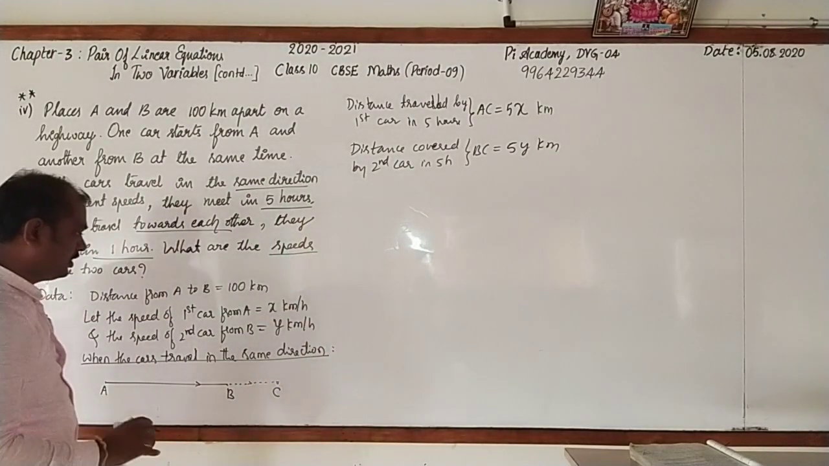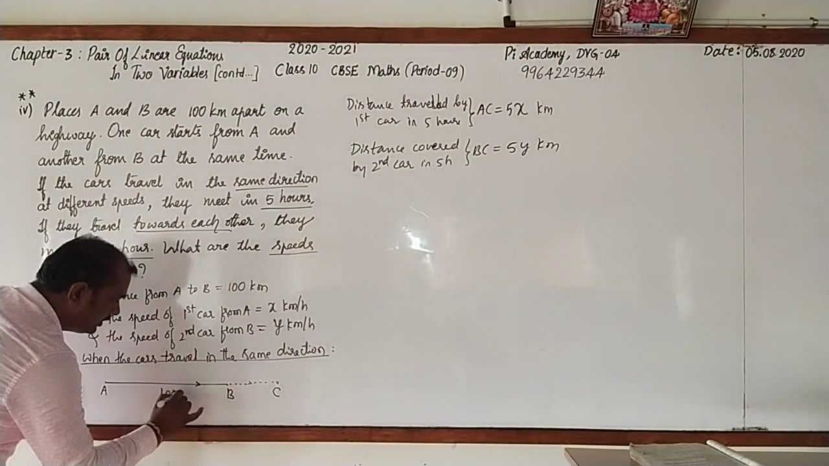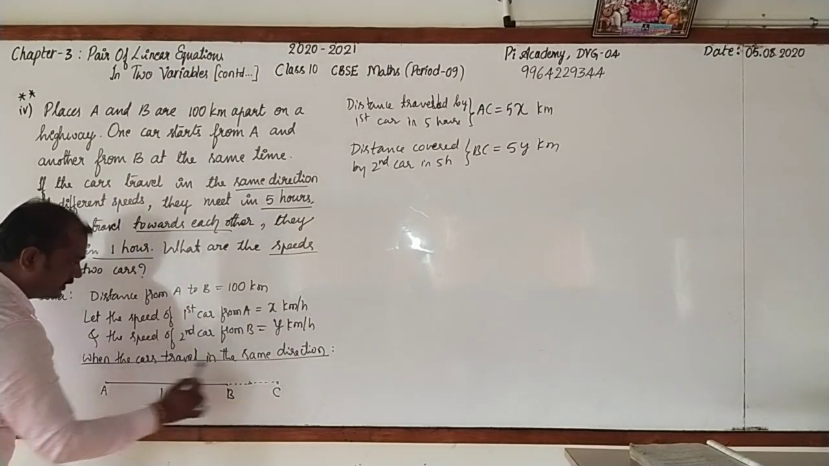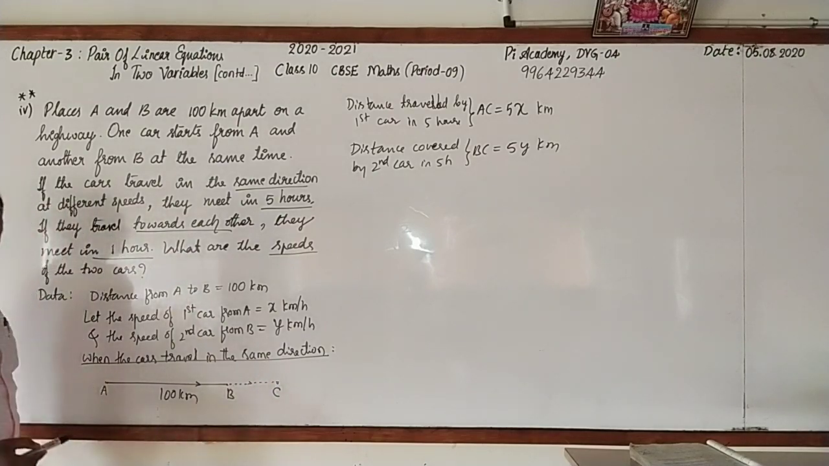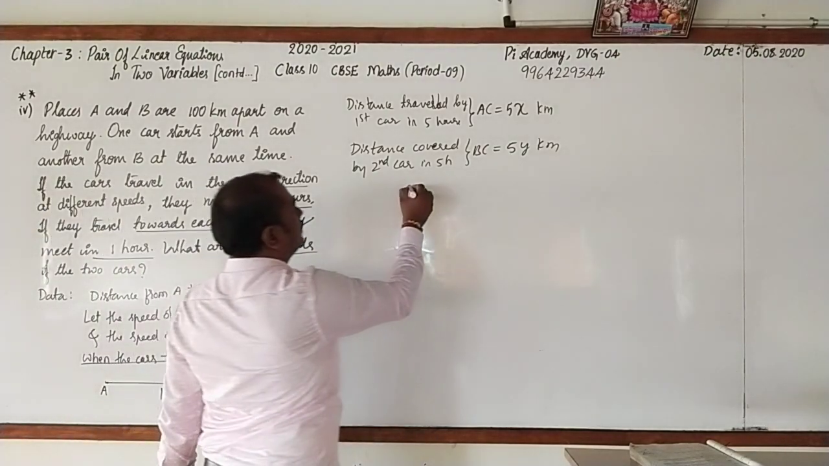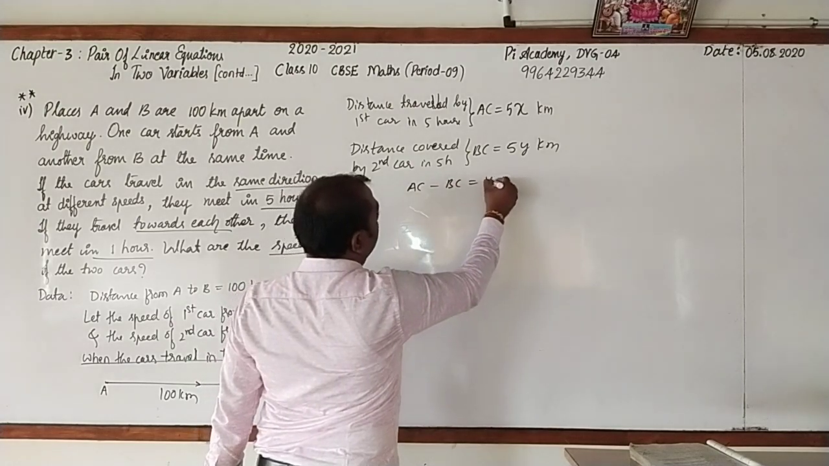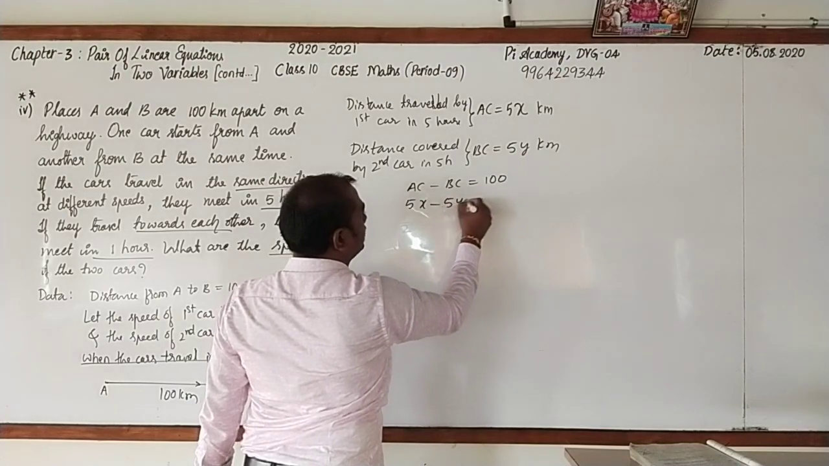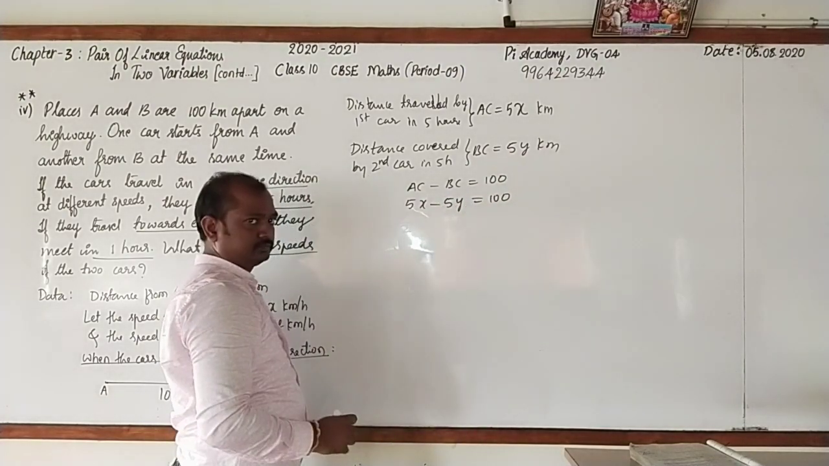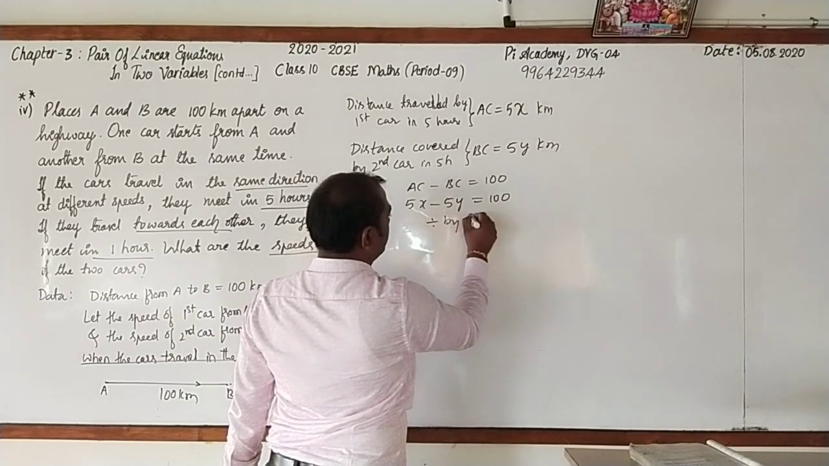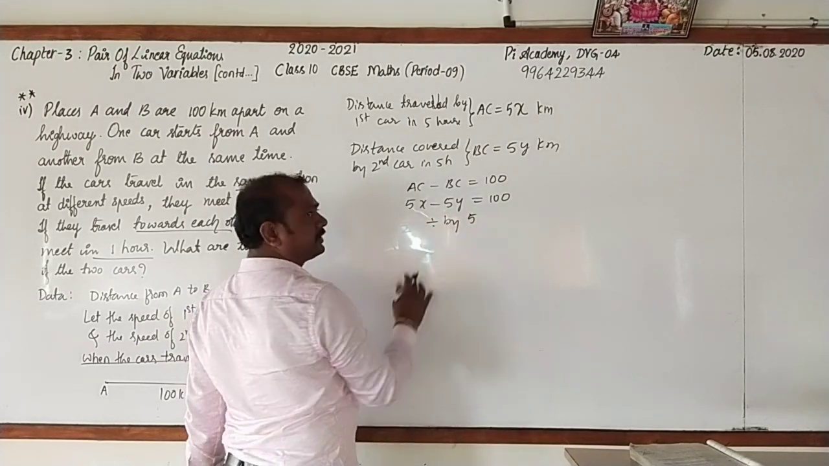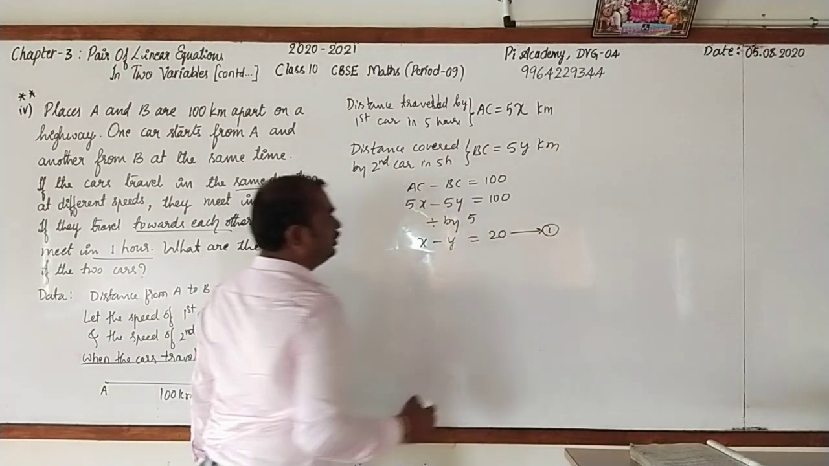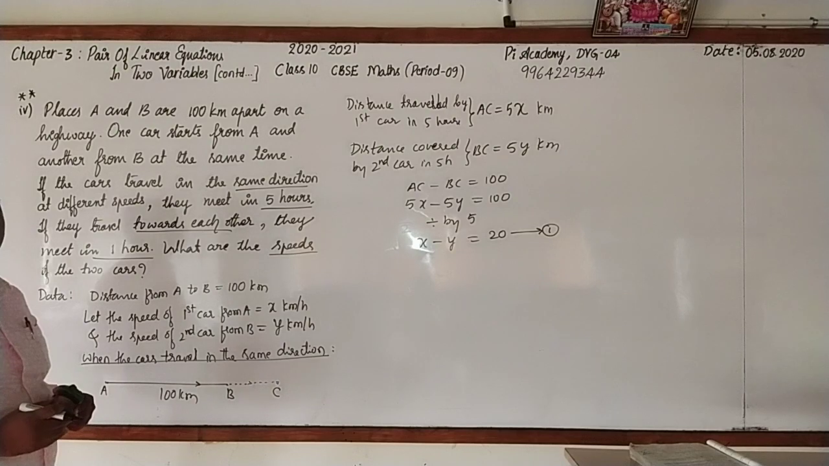Did you understand? Then what is the distance between the two places? It is 100 kilometers. Can we write that 100 kilometers is nothing but AC minus BC? Yes. Here I will write AC minus BC equal to 100, where AC is 5x and BC is 5y. It is equal to 100. Divide both sides by 5, because all are multiples of 5. It is x minus y equal to 20. You may call it equation 1.